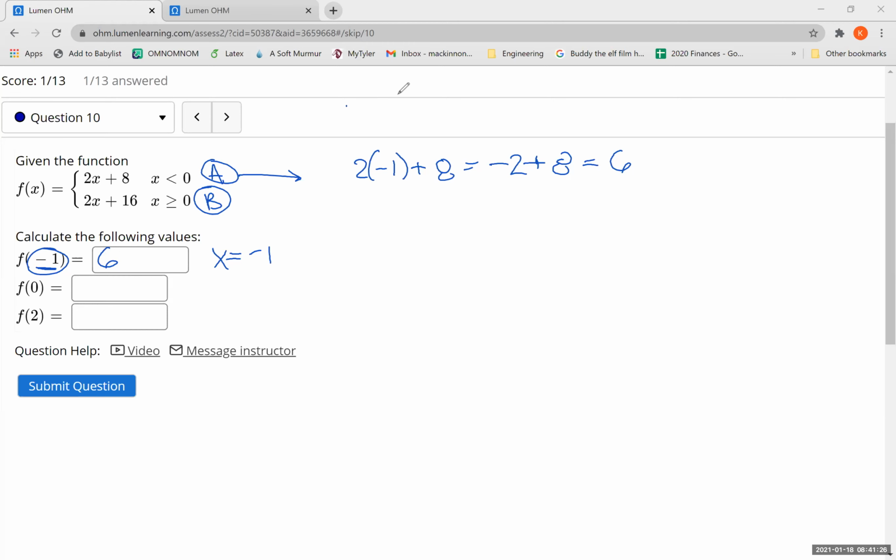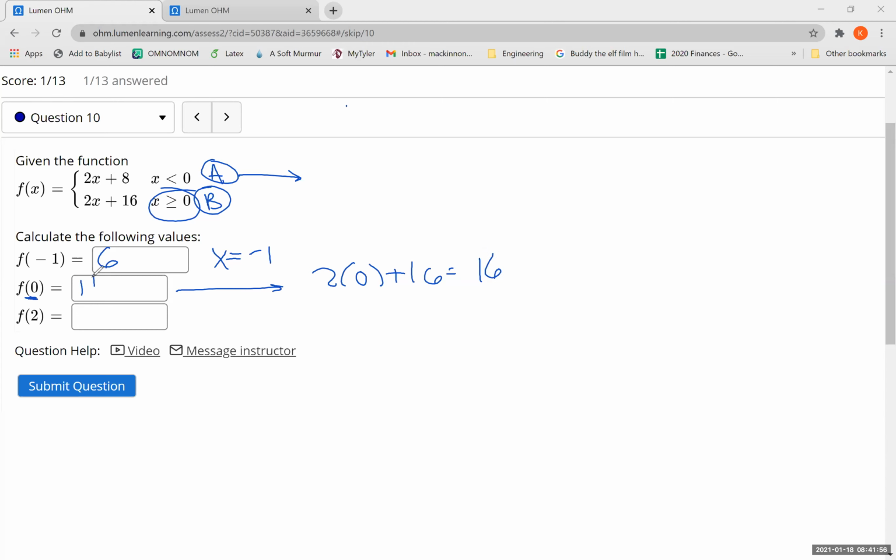Now, for 0, what we're going to do is plug 0 into its appropriate equation. Well, that's actually contained in this space because 0 is greater than or equal to 0. So now I'm going to plug that in here. 2 times 0 plus 16 is 16. And then for 2, I'm saying x equals 2. That's also in this universe.